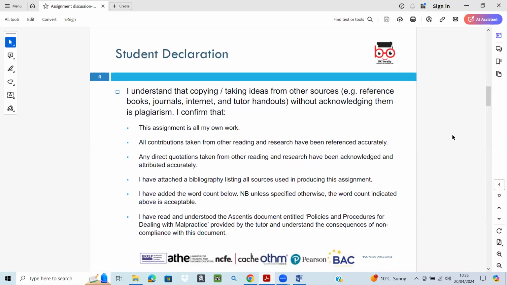And we always need to ensure we have attached the required bibliography and added the accurate word count at the end of our document. This not only shows our diligence, but also ensures transparency in our academic efforts.